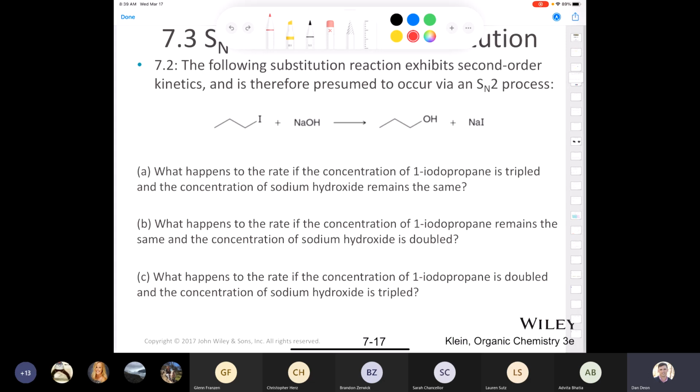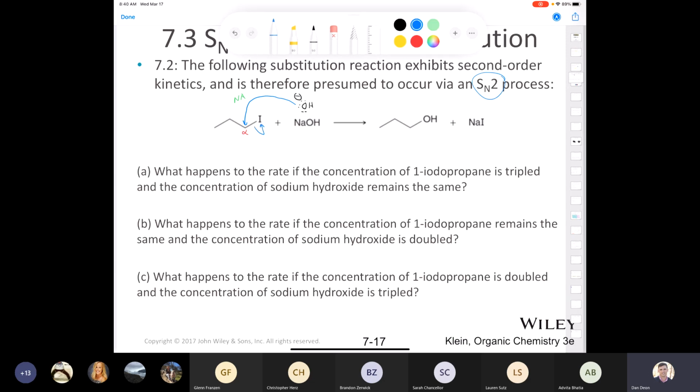We could try drawing the mechanism for this. It doesn't ask us to do it, but hey, it's the land of the free. Let's give it a try. If we were to draw out the hydroxide like this, here's our alpha carbon. And so the curved arrow is going to go from the nucleophile to the alpha carbon. That's our nucleophilic attack. And then simultaneously, since this is an SN2 process, we're going to have the loss of the leaving group, right? Both of them are occurring at the same time.